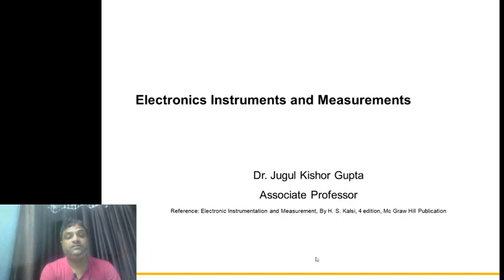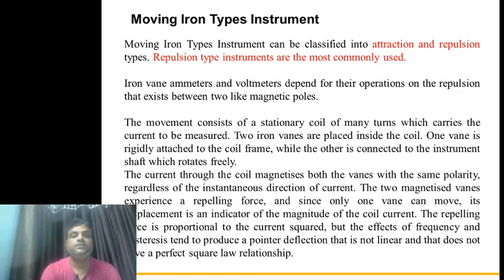Before this lecture, we have discussed the instruments, the basics of measurements, errors associated with measurements, and we have also discussed the basic meter movement. We have also discussed the PMMC instrument, that is, the permanent magnet moving coil instrument. So in this lecture we are going to discuss moving iron type instruments.